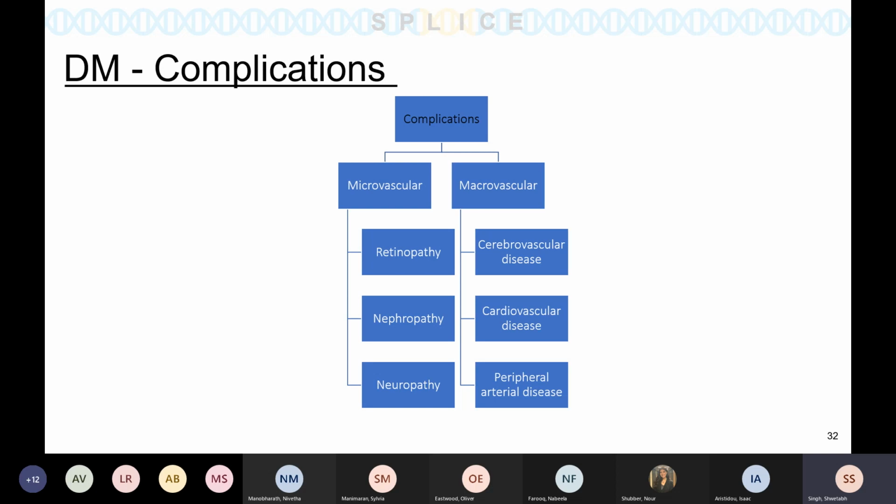Okay, so here's a quick roundup of the complications of diabetes. It's just something to be aware of. So you've got microvascular and macrovascular. Microvascular stuff: retinopathy, nephropathy, and neuropathy. And then your macrovascular stuff is cerebrovascular, so strokes, cardiovascular, MIs, etc., and peripheral arterial disease, as you would have known from Vascular Week as well. Okay, next slide.